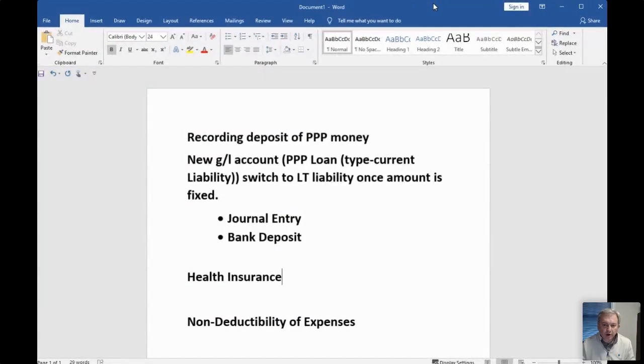S corporations have always had some specific hoops to jump through when it comes to self-employed health insurance or owner health insurance. Generally, that health insurance is supposed to be added to the owner's W-2 wages, not subject to self-employment tax, not subject to Social Security Medicare tax, but then it gets deducted on their personal income tax return. It's just one of the oddities of being an S corporation.